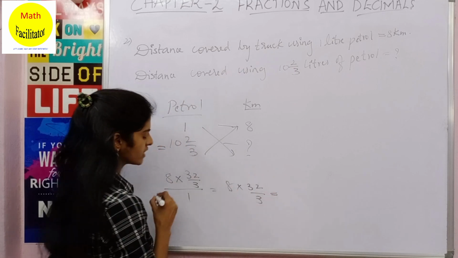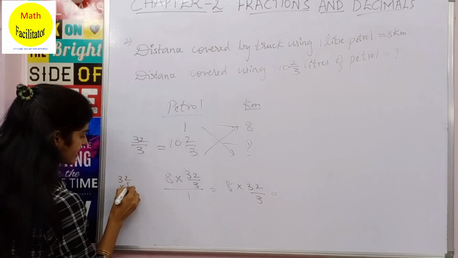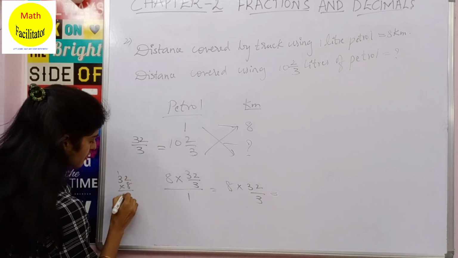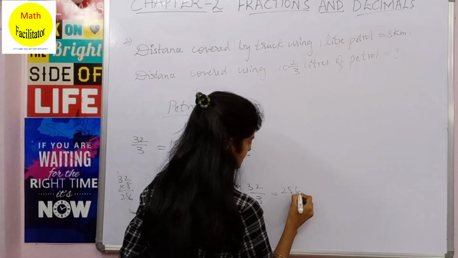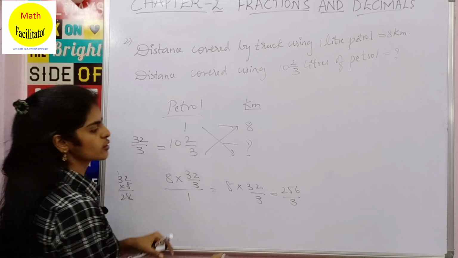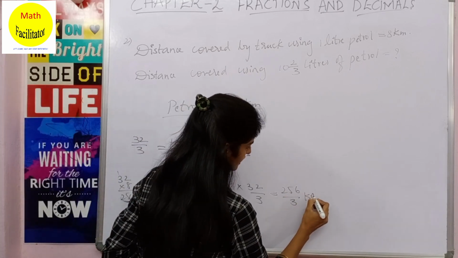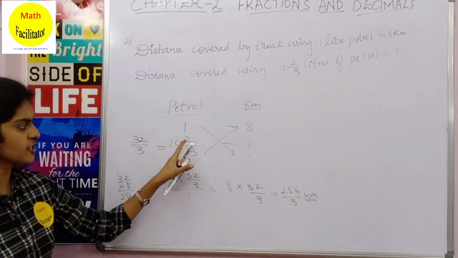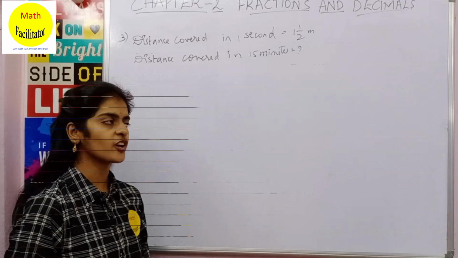So 8 into 32 is what? 32 8s are 256. So it is 256 divided by 3. Okay, so the truck travels 256 by 3 kilometers using 10 2 by 3 liters of petrol. Moving on to the next question.